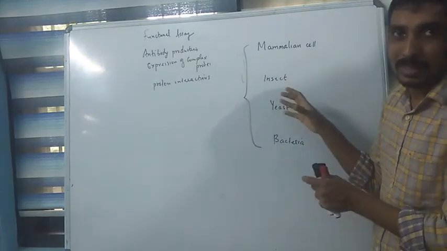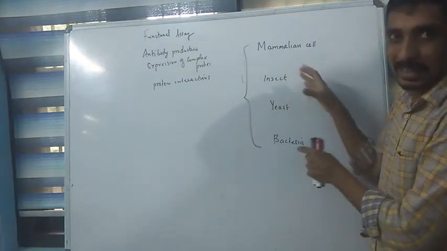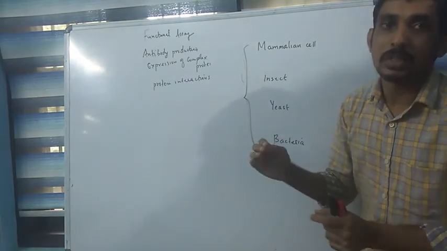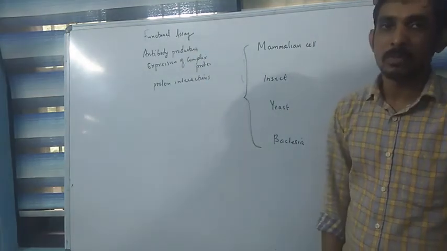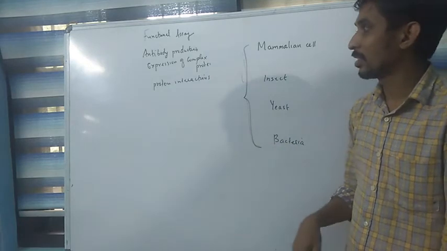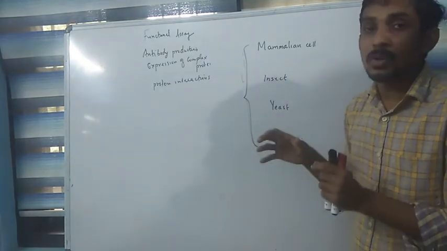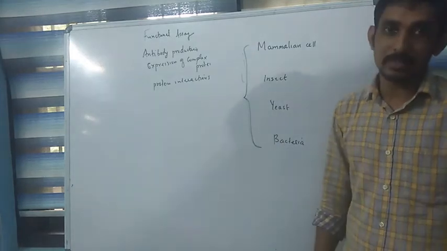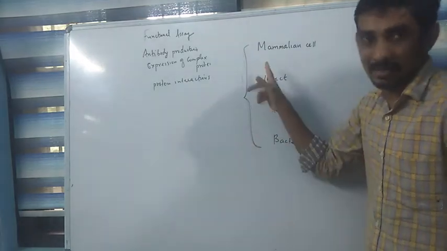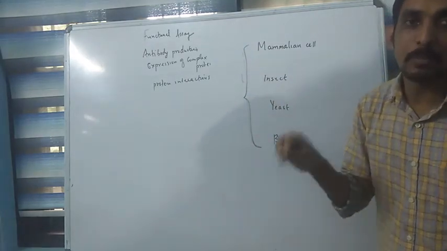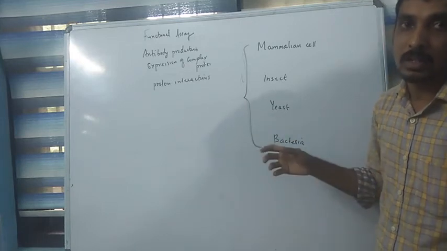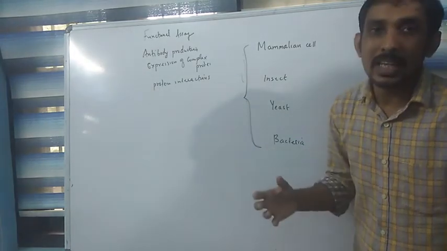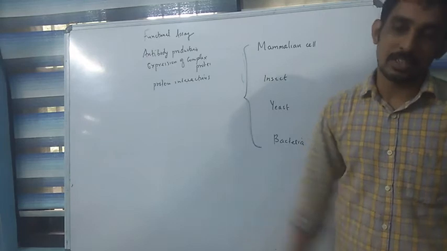But here, the main application of this technique is that we are able to study the functions of that protein. That is called functional assay. We can also create antibodies by using this technique. We can also express a protein with a large molecular size by using these cells. When we depend on these cells, we can express a protein having a larger molecular size. So for that purpose, we can depend on these live cells. Like that, we can study the details of protein interaction.